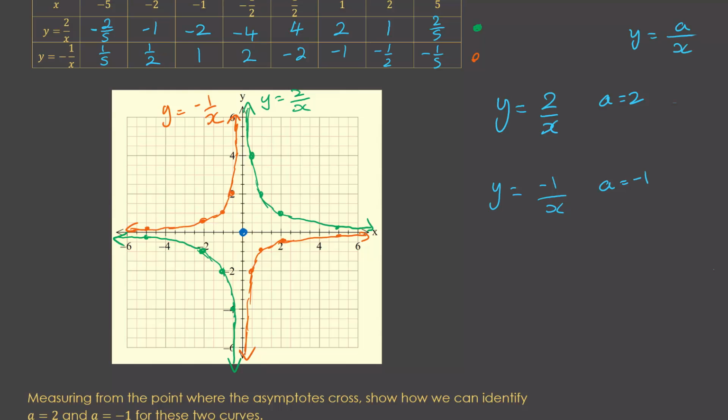So let's have a look at what happens. If I go 1 unit across here, I have to go 2 units up for the first one. So that does give me the value here. For the second one, I go 1 unit down. So that does give me negative 1.